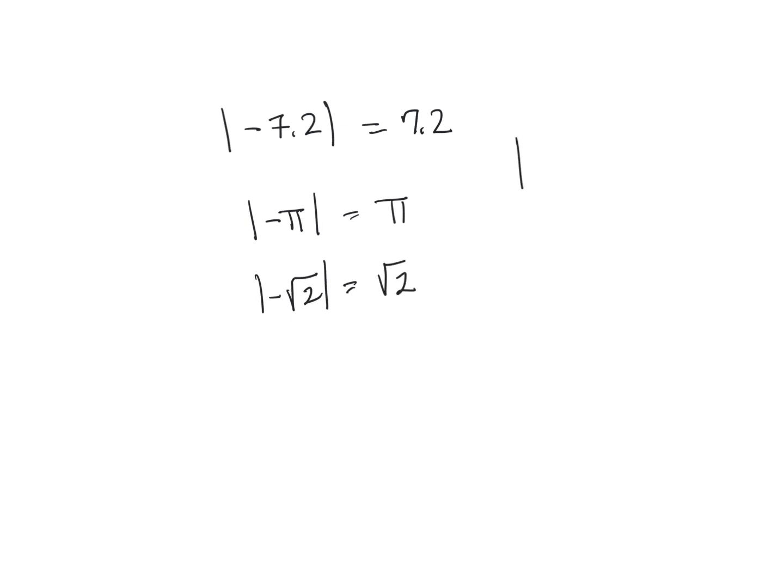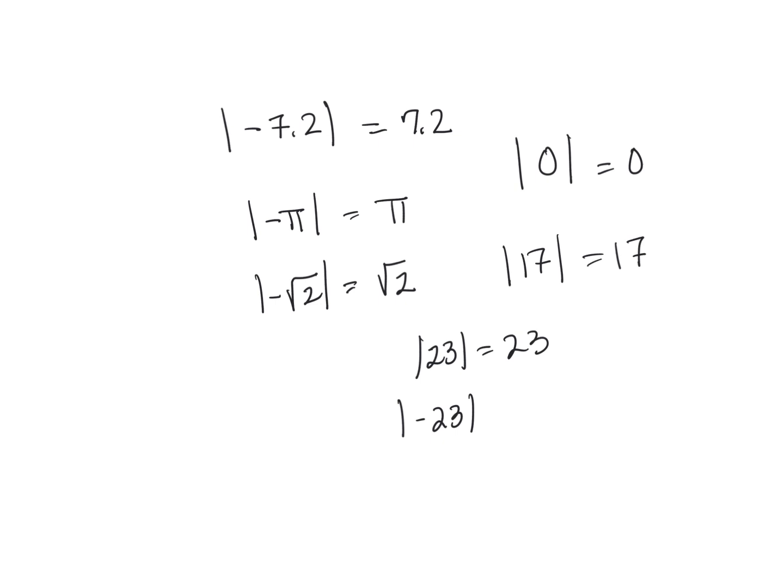Let's do some simple ones. How far away is negative 7.2 from 0? It is 7.2 steps. How far away is negative pi from 0? It is pi away. How far away is negative root 2? It is root 2 away. How far away is 0? 0. How far away is 17? 17. How far away is 23? 23. How far away is negative 23? 23.